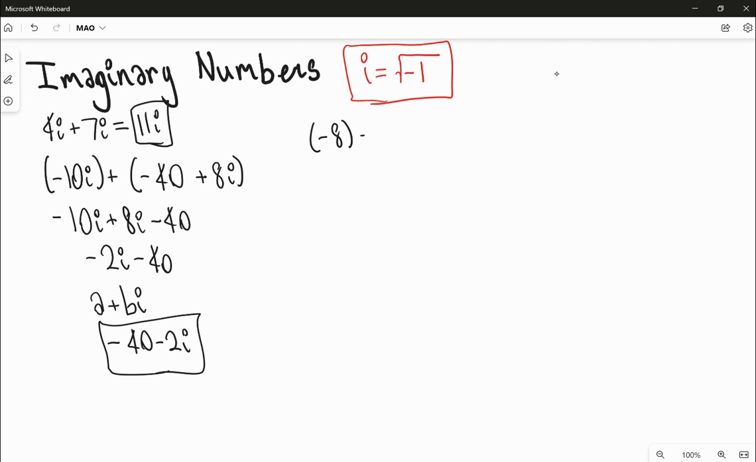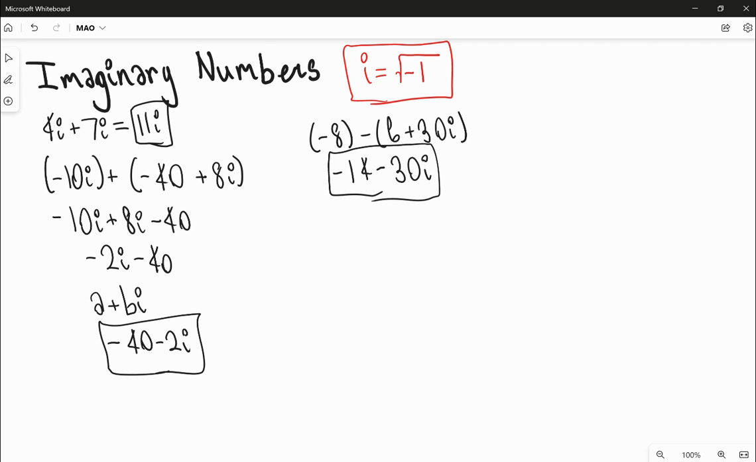-8 minus 6 plus 30i. Again, you combine like terms, so -8 minus 6 is -14, and then you distribute that negative to this positive 30i, so you get -30i. That's already in our convention, so that's our answer.